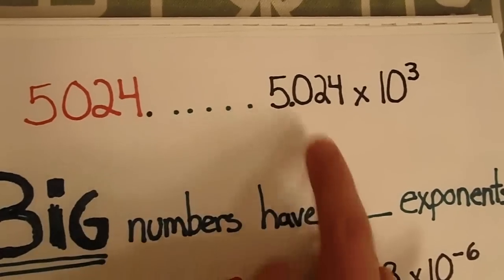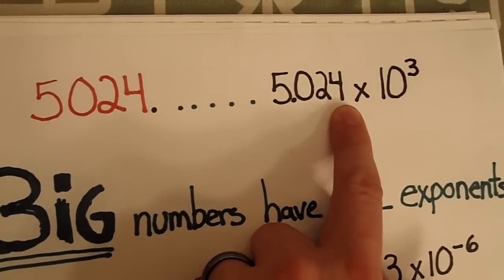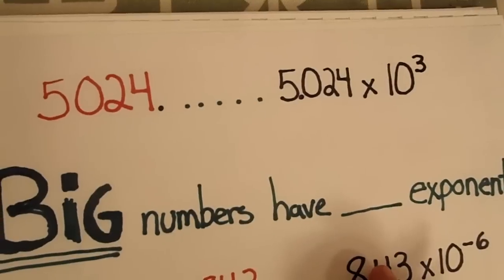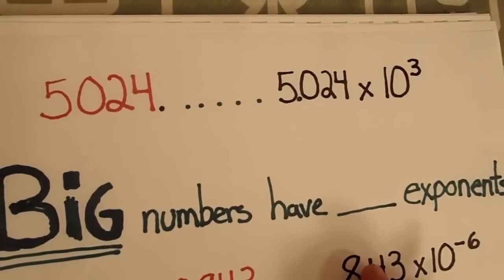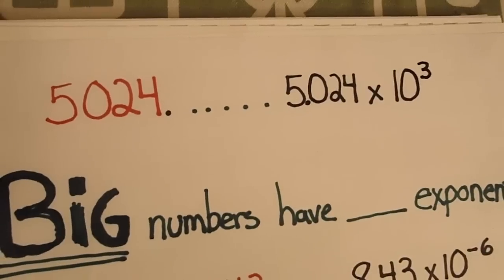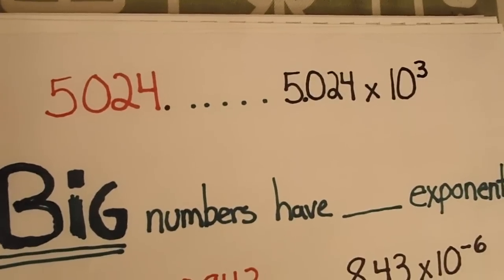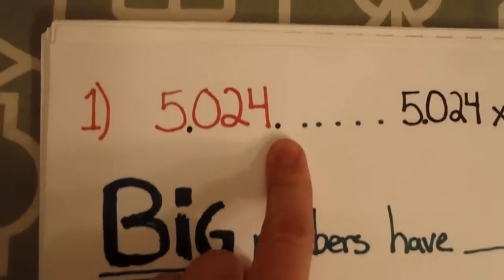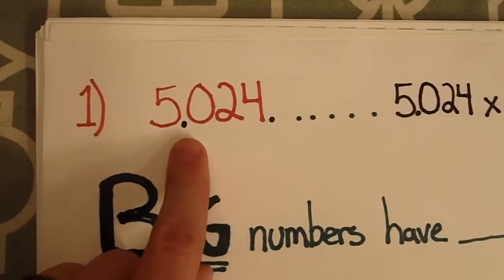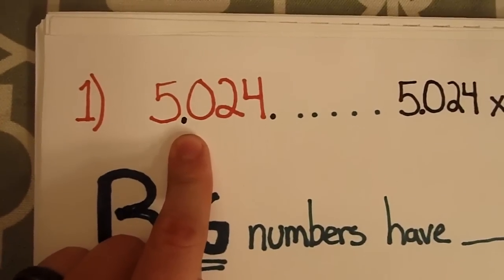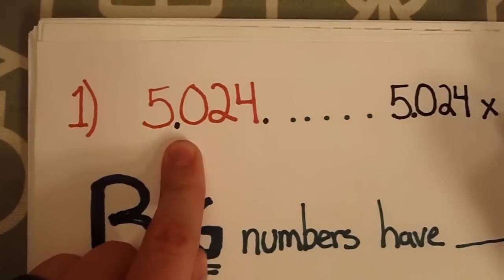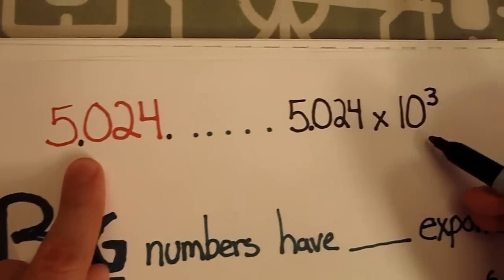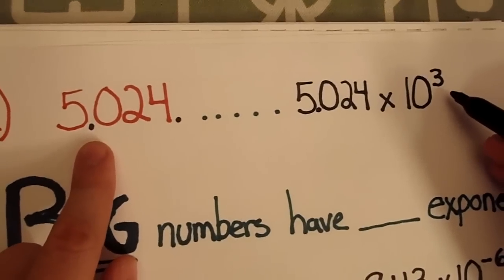So let's take a look. It is now 5.024. Is that a number that's between 1 and 10? Yeah, 5.024 is in between 1 and 10. Okay, so this is where we have placed our new decimal point. It originally was right here, and now we've moved it in between that 5 and 0. So then we multiplied it by the power of 10. But where did they get the 3 from?